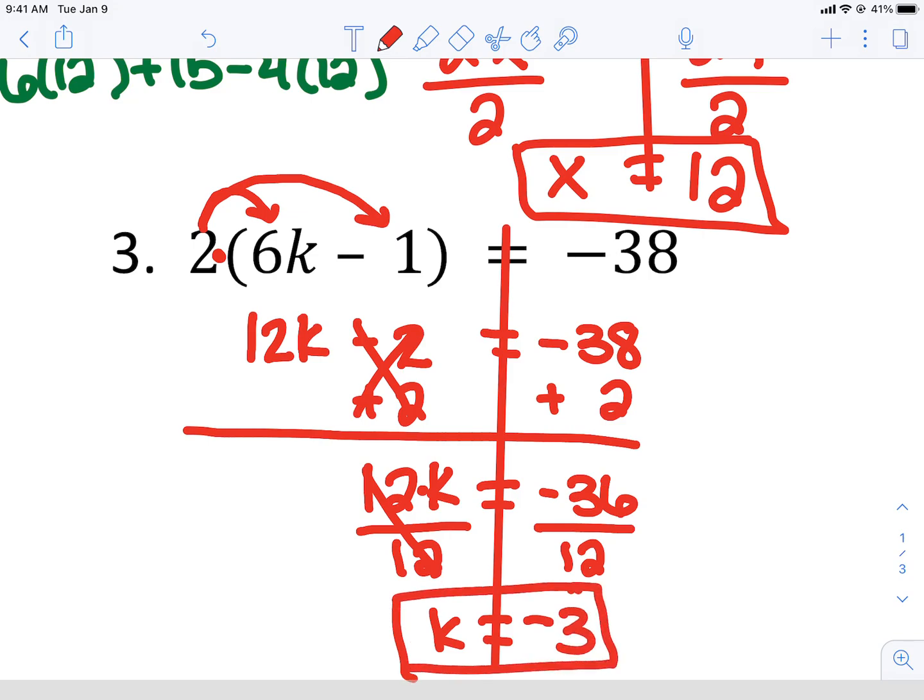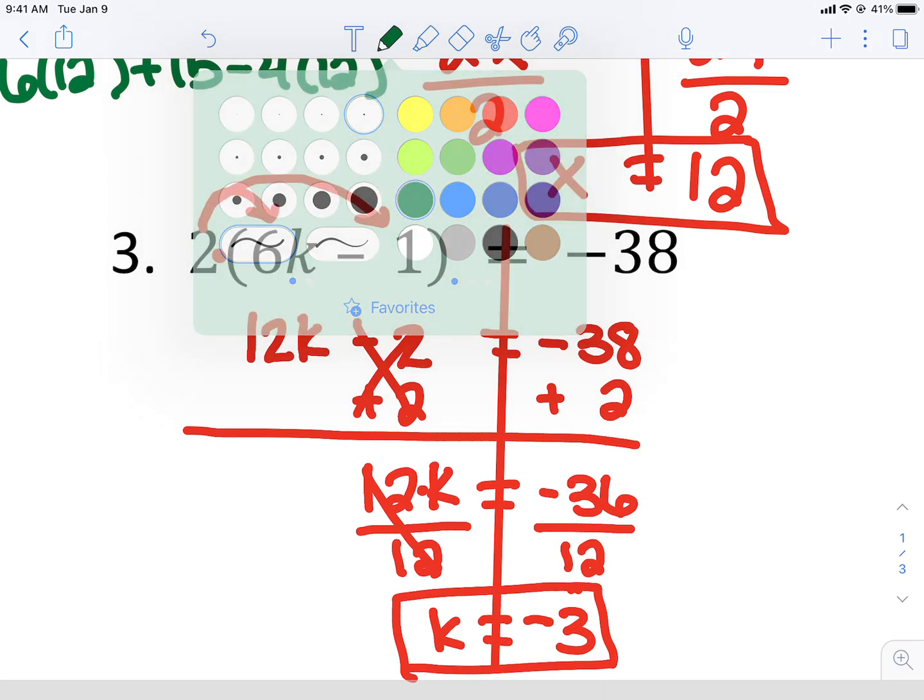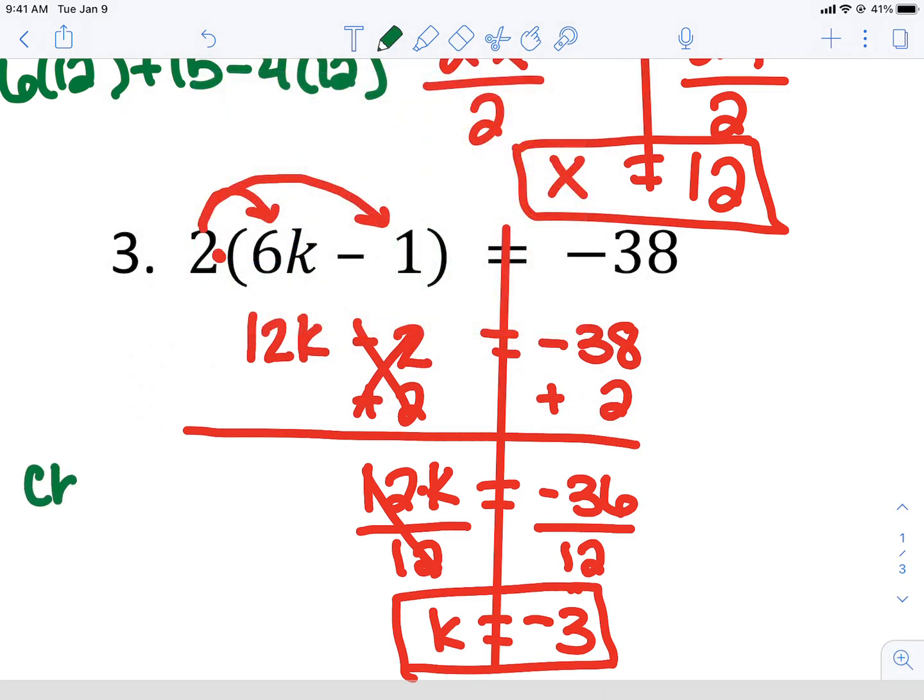So again, we can check our work. I want to show you how to do that. To check our work, we're going to plug in negative 3 for k. So what it would look like would be 2, open your parentheses, 6, open another set of parentheses, we're going to plug in that negative 3 for k, minus 1, and then close that last set. We should get negative 38 as our answer.